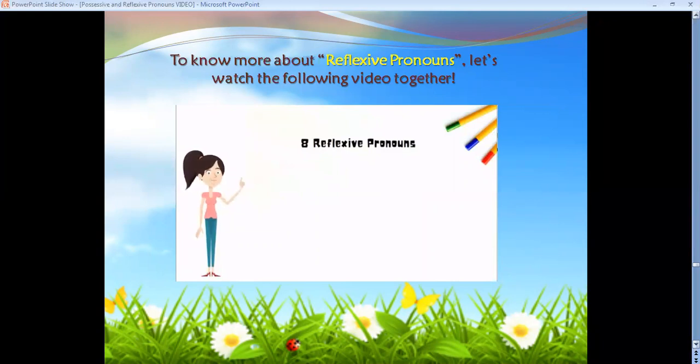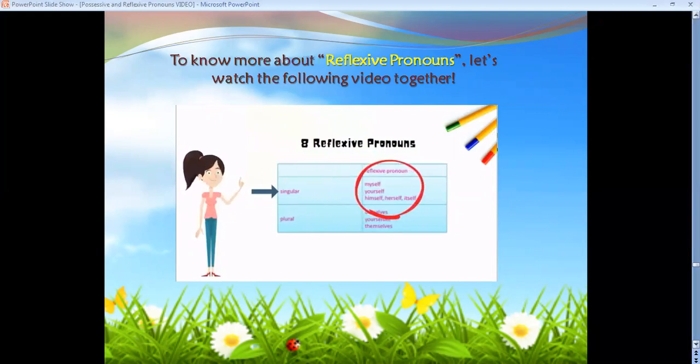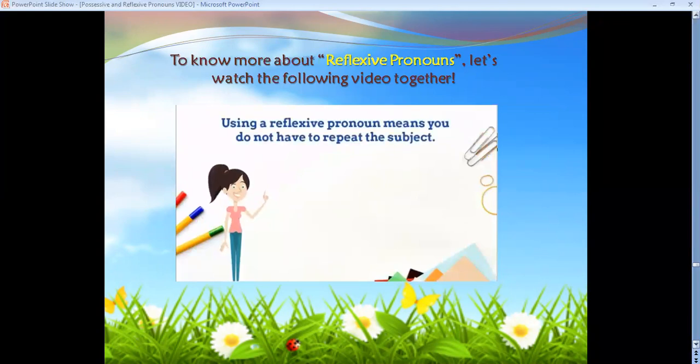Let's take a look. We have singular reflexive pronouns: myself, yourself, himself, herself, and itself. The plural reflexive pronouns are ourselves, yourselves, themselves. Using a reflexive pronoun means you do not have to repeat the subject.